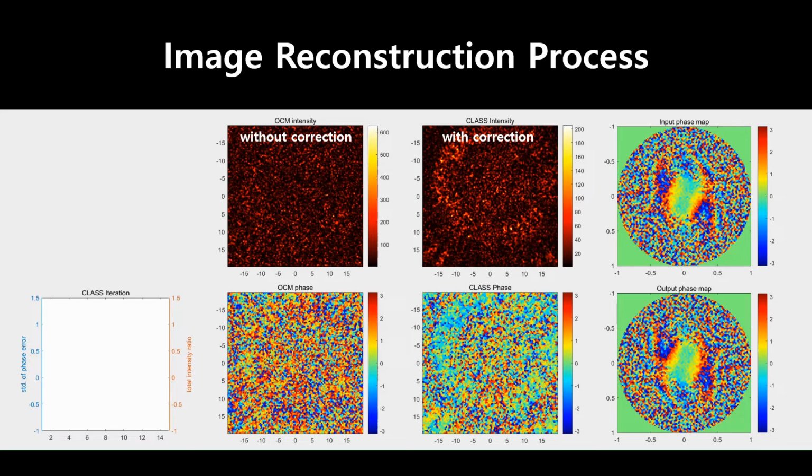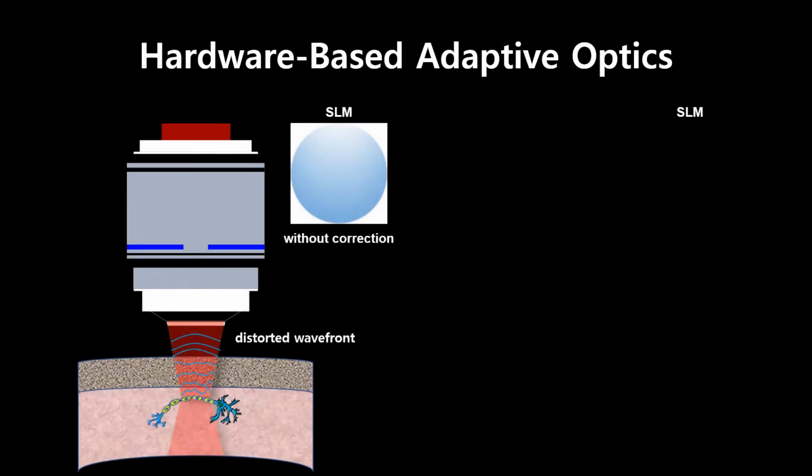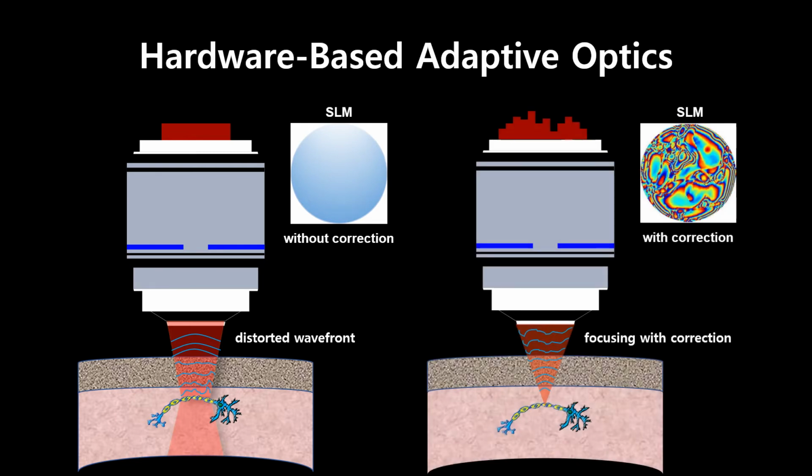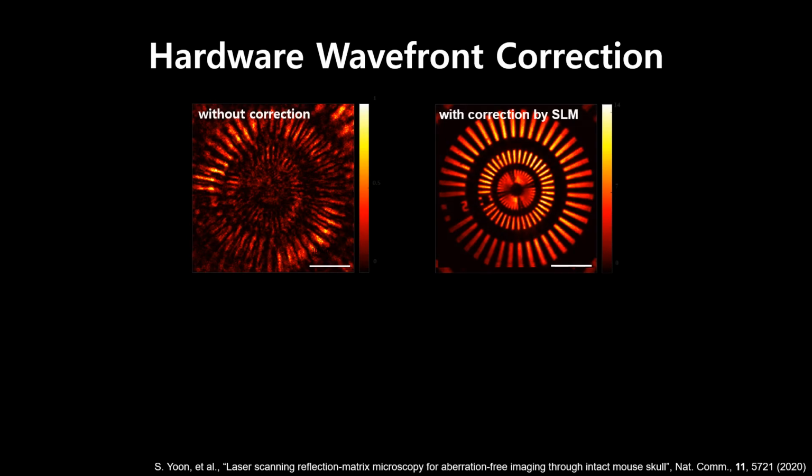For aberration-free, multi-photon fluorescence imaging, the excitation laser beam must be tightly focused onto the target location, which requires physically correcting the wavefront distortion undergone by the laser beam. For this reason, the computationally found wavefront correction map is displayed on the SLM. This result shows the performance of wavefront correction by SLM.